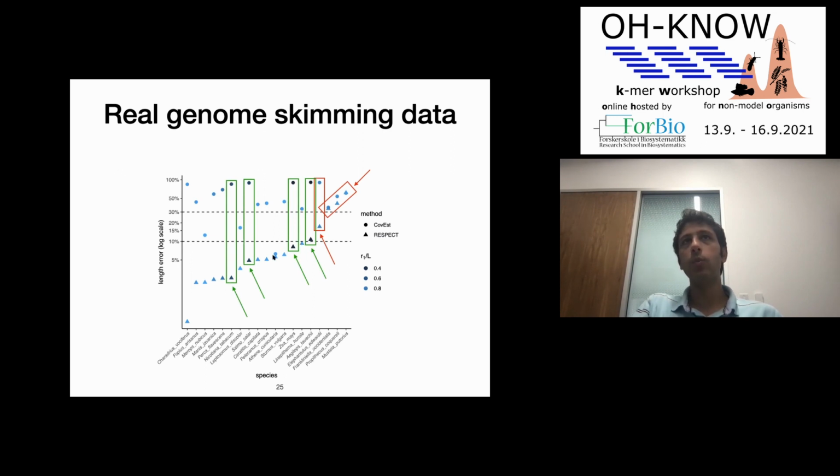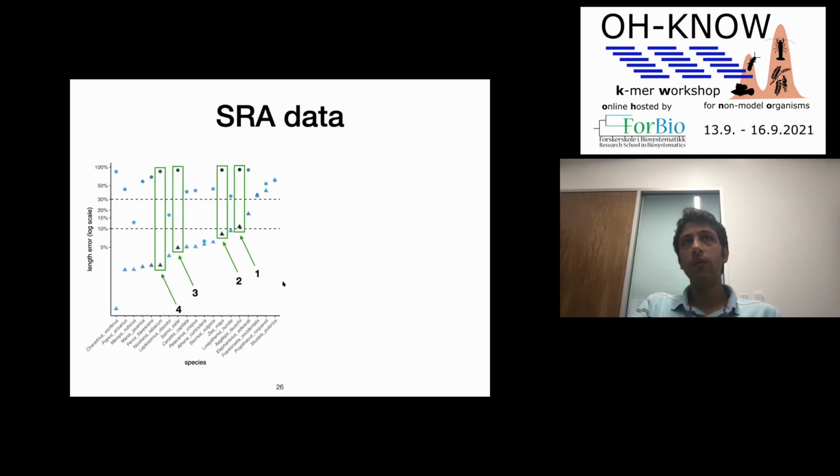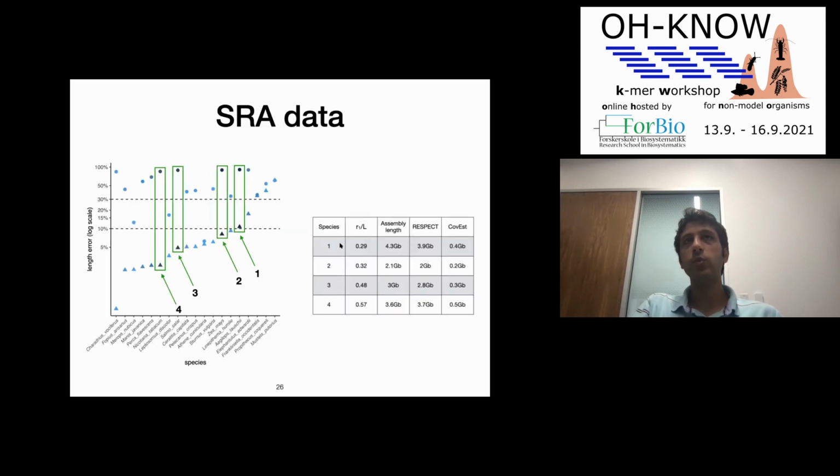But look at all these green ones. These green ones, the 1, 2, 3, 4, are cases where the genome is extremely repetitive. Only about 30% of the genome is repeat-free. 70% of it is repetitive in this case, and all of them are super repetitive.